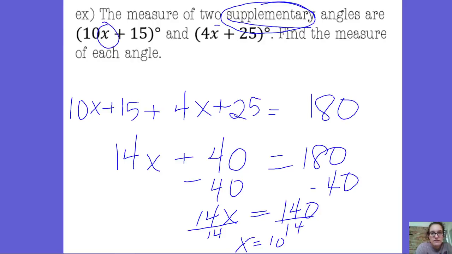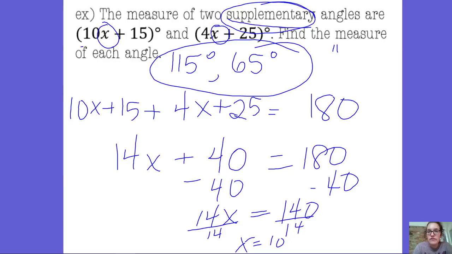But it says find the measure of each angle, so that means I'm going to plug 10 in for x into both of these angles. So one of my angles is 10 times 10 is 100, plus 15 is 115 degrees. And the second angle is 4 times 10, which is 40, plus 25 is 65 degrees. And you can double check 115 plus 65 equals 180, as they should. They should add up to 180 because they're both supplementary.